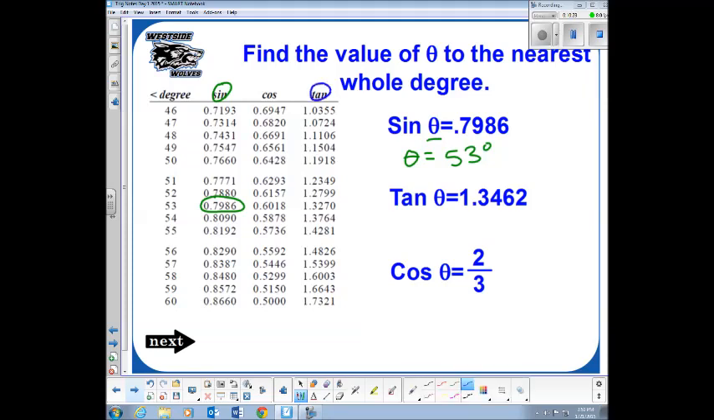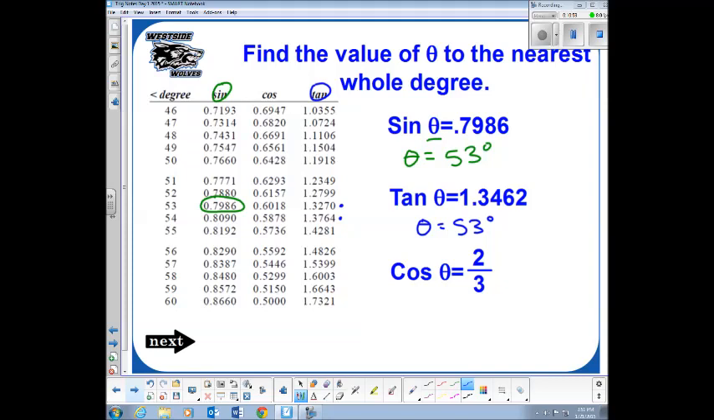Okay. So now if I look up the tangent of theta is 1.3462, I go and I look under tangent, and I look for that decimal. So if that decimal is not there, I have to compare. So 1.3462 is between this one and this one. And so I'll have to subtract that 1.3462 from both those numbers and see which one has the smaller value. And when I do that, I find out that actually it's closer to theta is equal to 53 degrees.